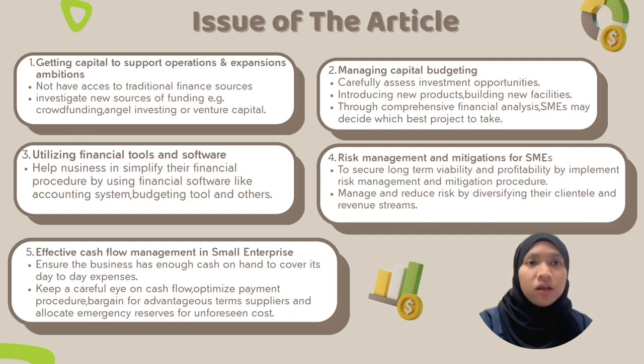Small firms do not have easy access to traditional finance sources like bank loans, particularly if they have little collateral or experience, but they could overcome this by investing in new sources of funding, such as crowdfunding, angel investing, or venture capital. Next, we move to the second issue, which is capital budgeting. Capital budgeting is also a common issue that may be faced in SMEs, as it may affect financial decision making.